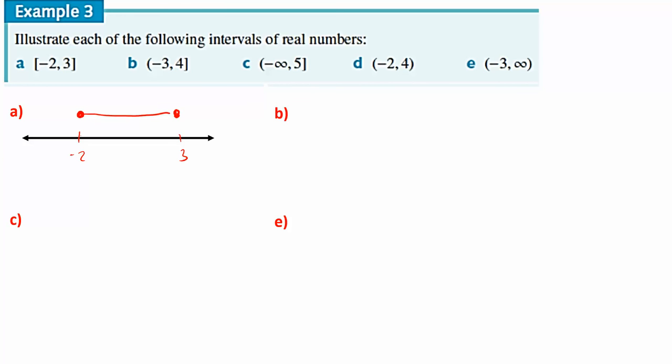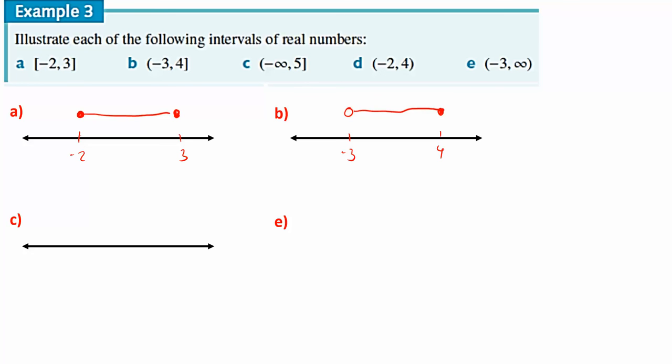Let's try the next one. What about B? Can I please have Anne? Fantastic. Okay, so we got open circle on -3, closed circle on 4. Let's try C. Because you were talking and smiling, so I'm assuming you know this stuff now.